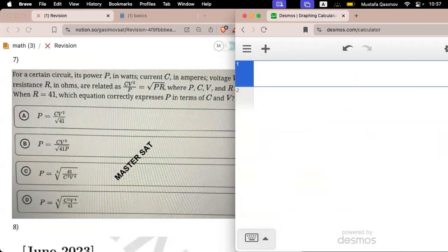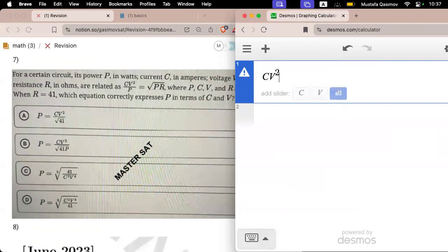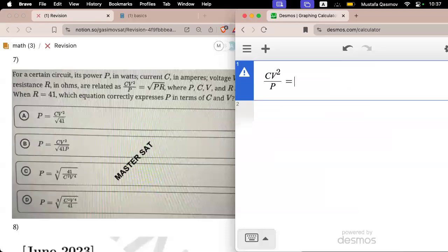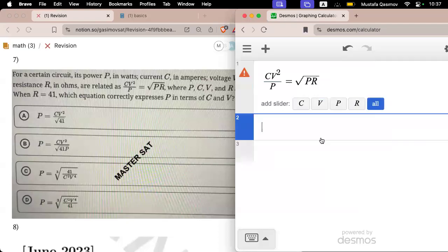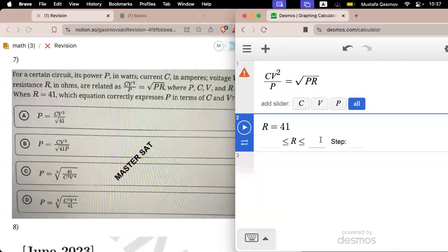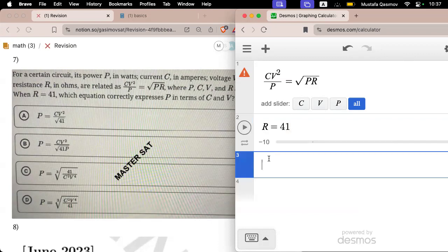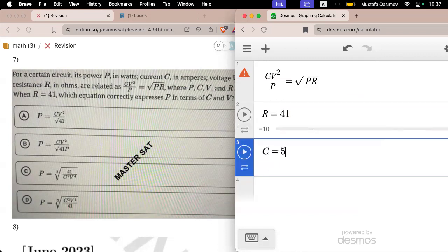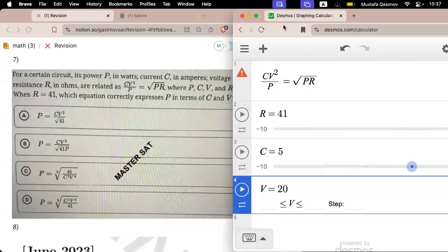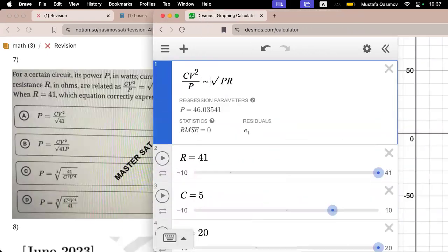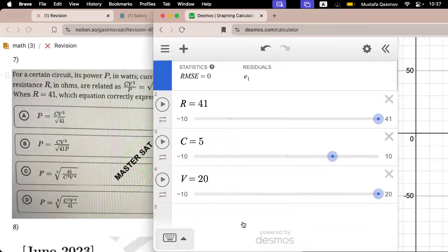When you write it like this, V squared over P is equal to square root of PR. It says that R is equal to 49. Let's write R is equal to 41. And it asks about P, right? What we have here, additional C and V. Let's say C is equal to, for example, 5. V is equal to 20. And let's find P from here. So answer is 46.03, right? A is not correct. I am not writing it here.